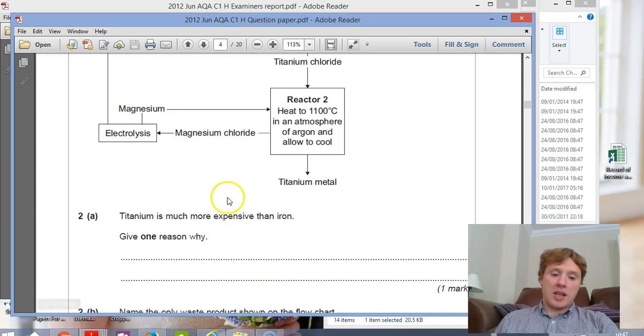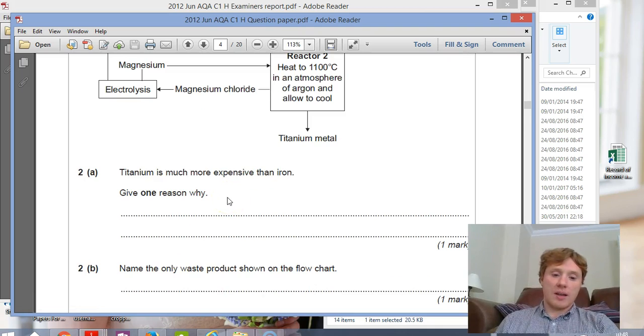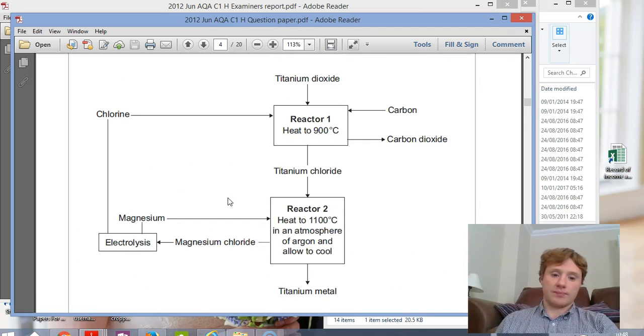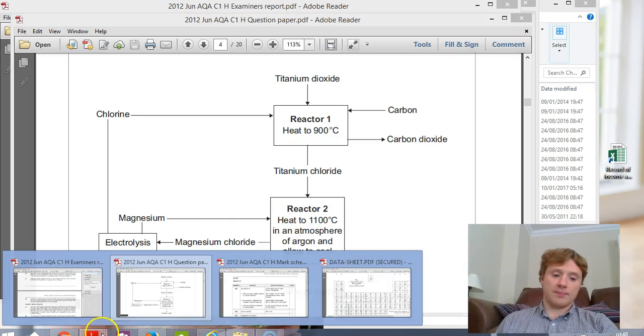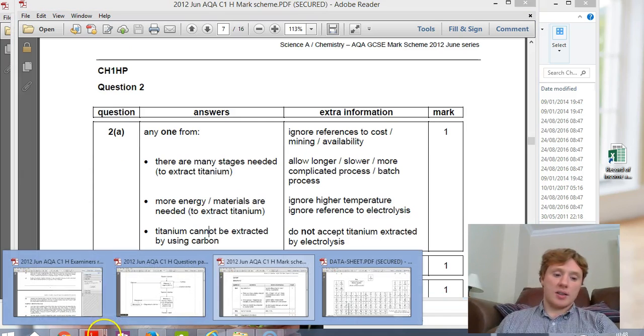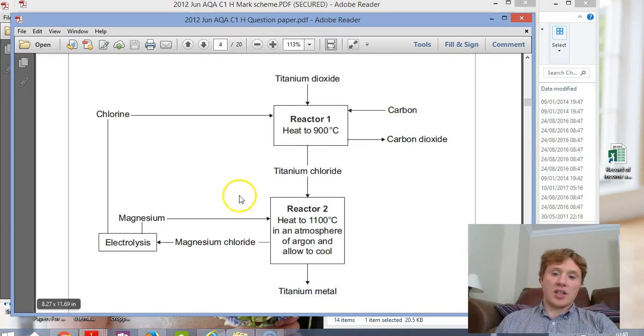You can use the flowchart to show that. Name the only waste product in the chart. There you go. Right, and the waste product is carbon dioxide, because it's the only one that leaves the chart. As you can see, all the rest, only titanium leaves the chart, but that's what you want, so that's not a waste product. Everything else is reused somewhere else.